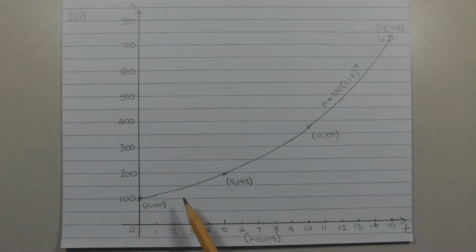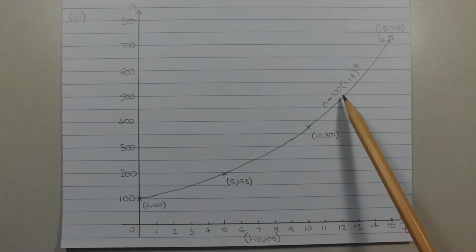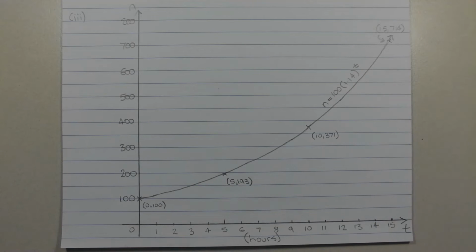The following is a sketch of the graph of n equals 100 times 1.14 to the power of t. It takes up roughly half an A4 page. The scale that I used on the x-axis is 1 centimeter equals 1 hour. And the scale that I used on the y-axis is every 2 lines equals 100 bacteria.